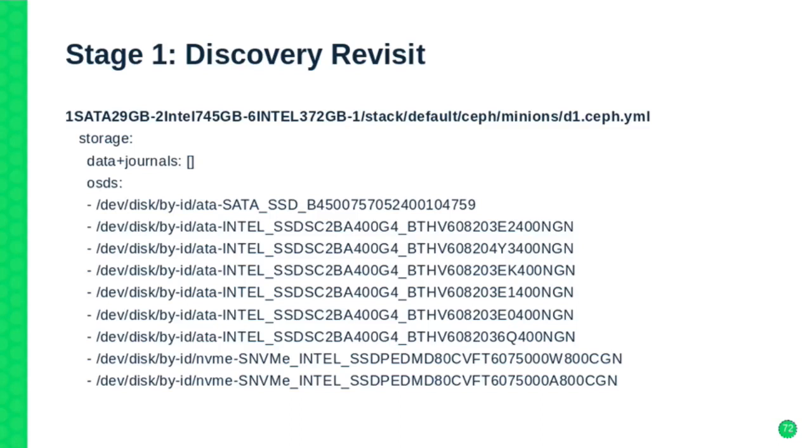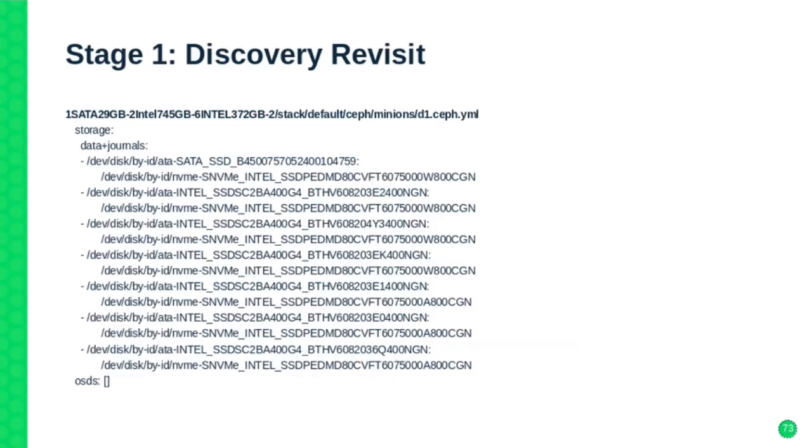But you'll notice all of these are listed under the OSDs, and the data plus journals is empty. So you can tell by looking at this that this suggestion says, oh, every one of these would be a standalone OSD, including the 29 gig drive. So you may not want this, but I thought this was a decent example configuration. This one might be a little harder to read. I didn't know how the font size would come out.